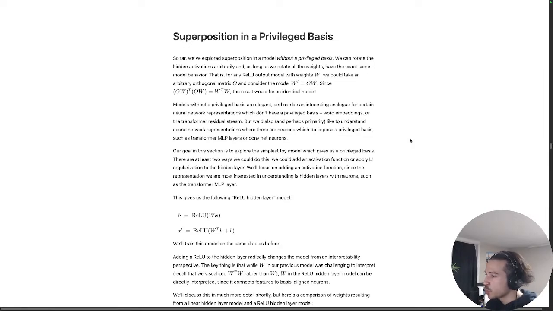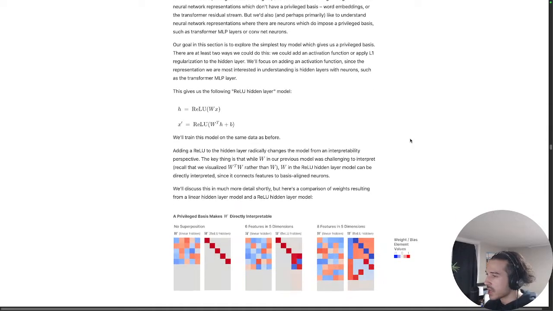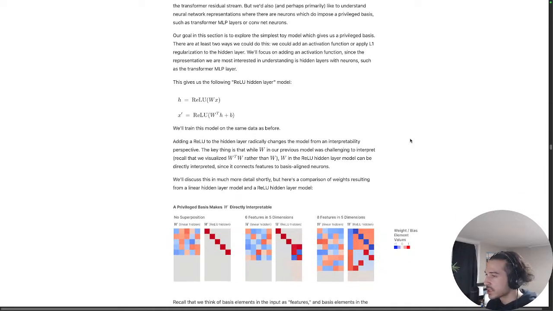There are at least two ways we could do this. We could add an activation function or apply L1 regularization to the hidden layer. We'll focus on adding an activation function, since the representation we are most interested in understanding is hidden layers with neurons, such as the transformer MLP layer. This gives us the following ReLU hidden layer model. H = ReLU(WX), X' = ReLU(W^T H + B). We'll train this model on the same data as before.